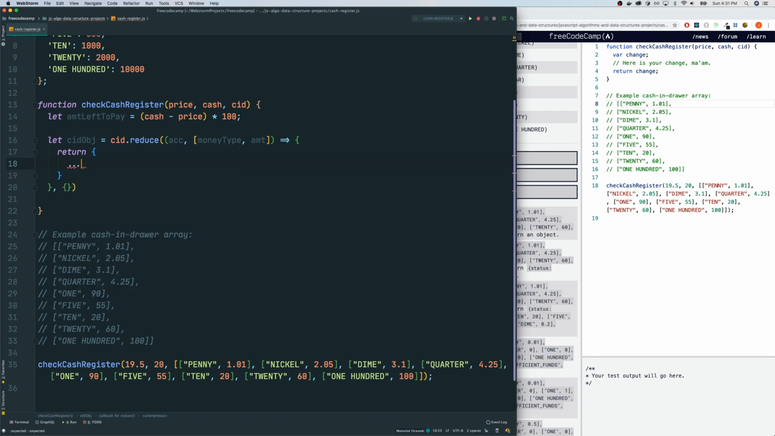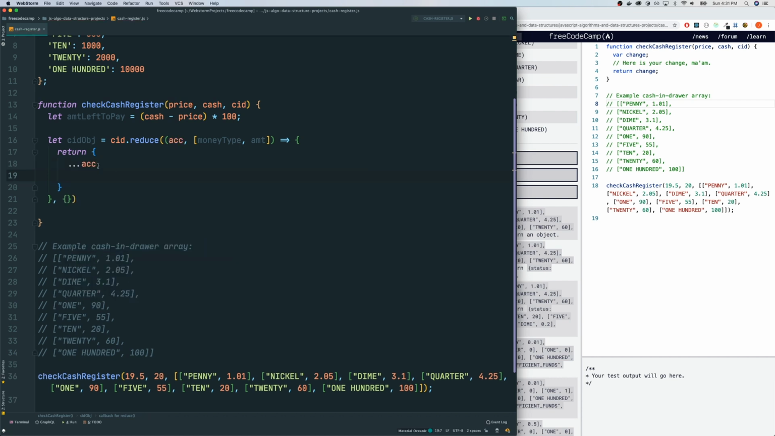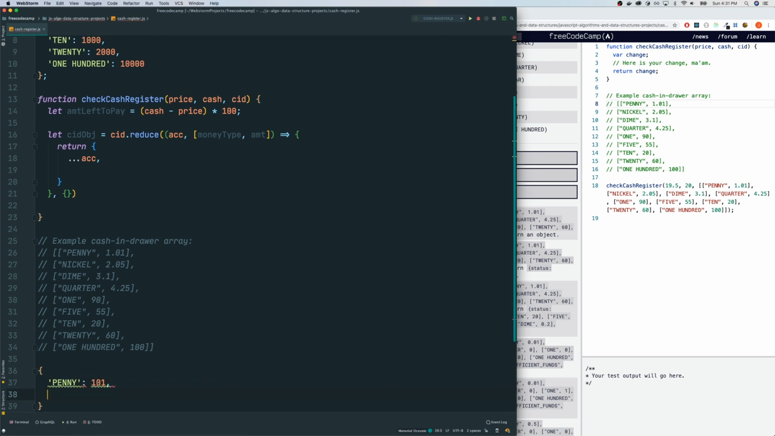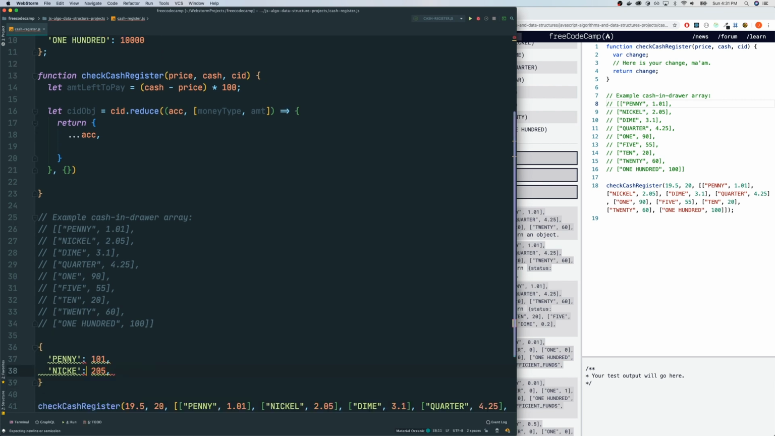We're going to spread the accumulator, what the accumulator was so far. So for example, if we went through the first two iterations, accumulator would equal this. Penny is 101 and nickel is 205, right? Nickel is 205. This was our accumulator after the second iteration. So we're just going to spread this value right here so that later we could add dime is 310, I believe.